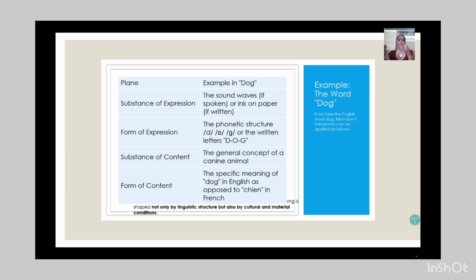Let's explain with an example: dog. If we take the English word dog, Hjelmslev's framework can be applied as follows. Substance of expression: the sound waves if spoken or ink on paper if written. Form of expression: the phonetic structure or the written letters of dog. Next is the substance of content: the general concept of canine animals. Form of content: the specific meaning of dog in English as opposed to chien in French.